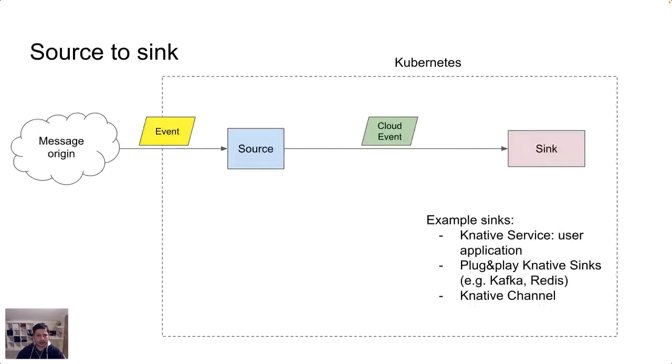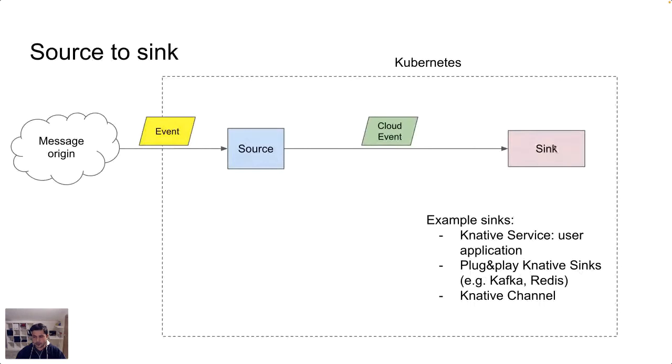And here in Knative, we have example sinks. A Knative service can be a sink. So the Knative sources, like the Kafka source, for example, can get messages from the topic and then send them to the sink. The good thing is, these are plug-and-play. Not all, but there are also plug-and-play Knative sinks, like a sink for Kafka and a sink for Redis.